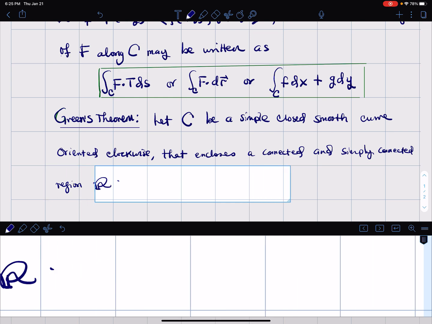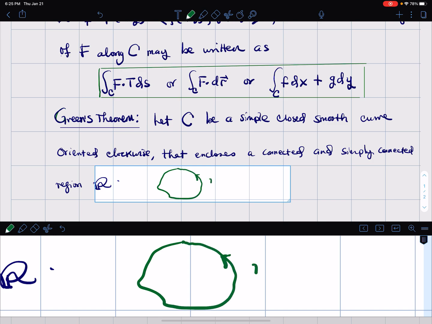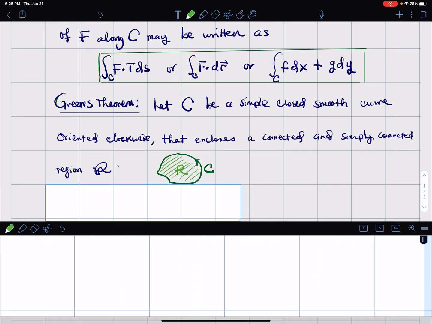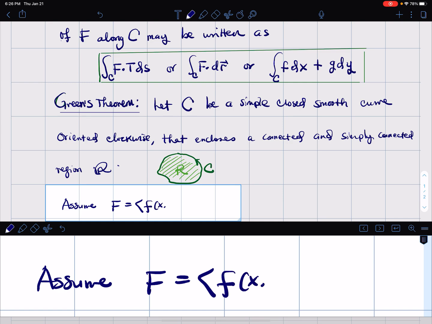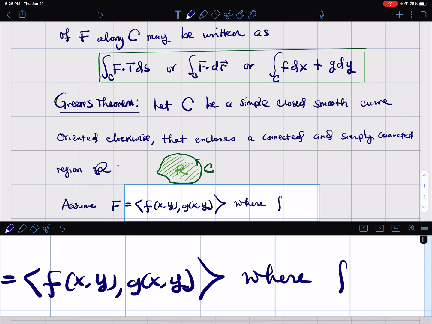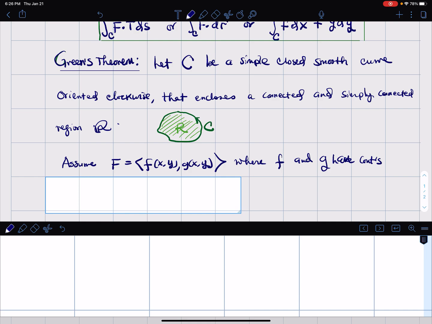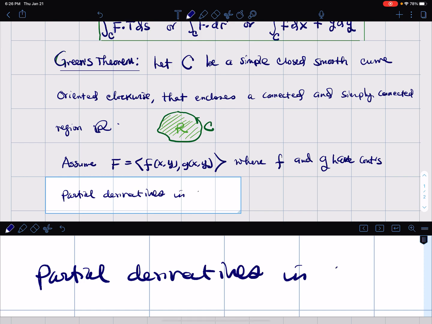So what would be this scenario? We have C, something like this, oriented in a counterclockwise direction, and then we have R, a simply connected, connected region. All right. Then, if we also assume that F is a vector field with components little f and little g, where f and g are continuous functions that have continuous partial derivatives in R.